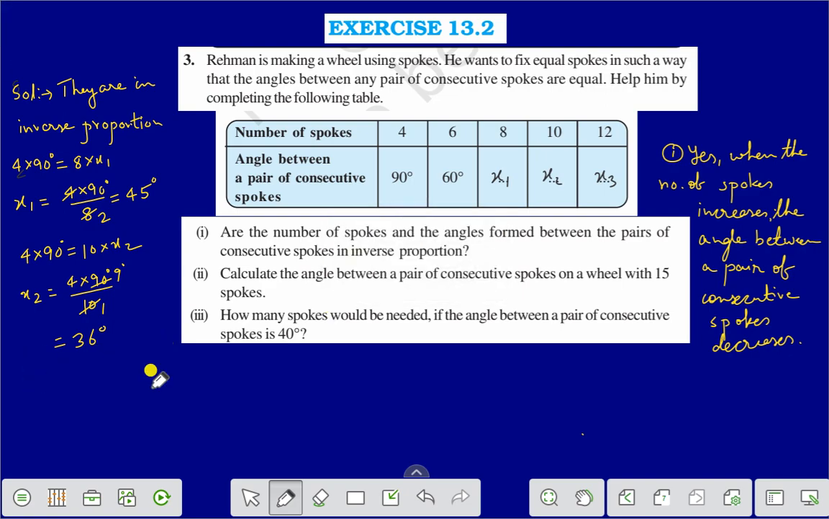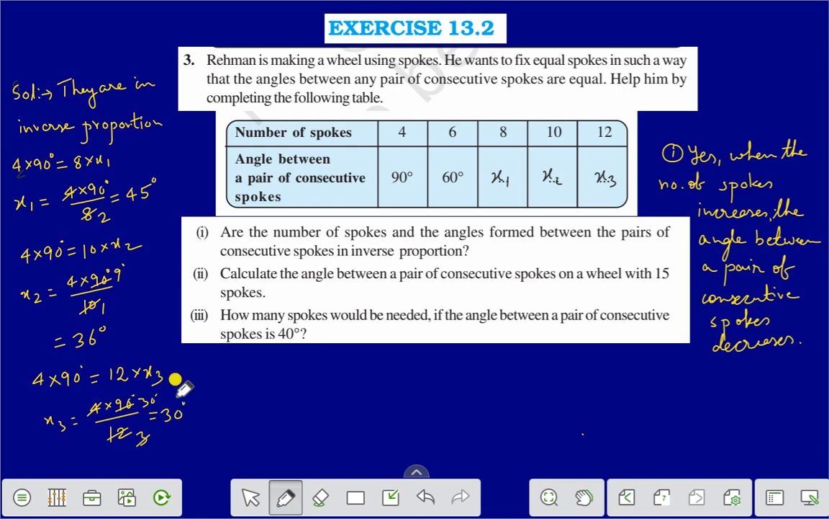Again, 4 into 90 is equal to 12 into x3, or the value of x3 is equal to 4 into 90 by 12. 4 threes are 12 and 3 thirties are 90. Therefore, the value of x3 is 30 degrees.